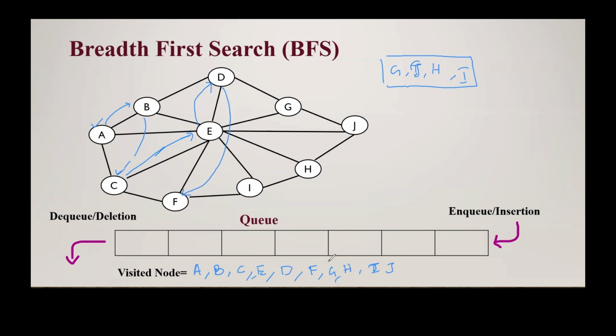F, then F to G, G to H, H to I to J. So we can think of it like that, it is a level wise traversal. That's why BFS is also called the level wise traversal.